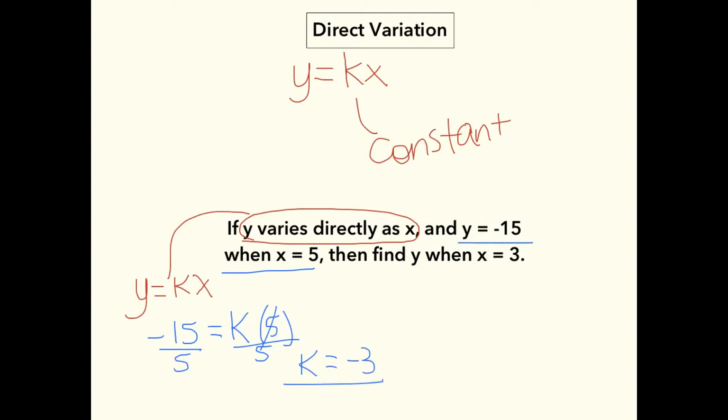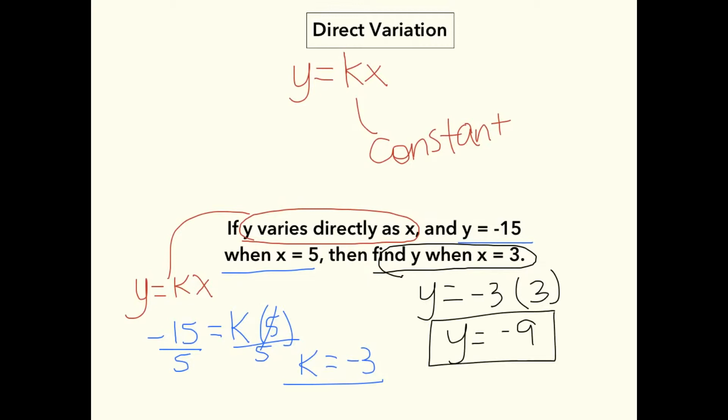Then it says, find y when x equals 3. So we continue to use this equation. We're going to find y, which we don't know, when x is 3. We found the constant, and the constant will stay the same for this problem. So we plug in the negative 3 for k, and x equals 3. So our y equals negative 9.